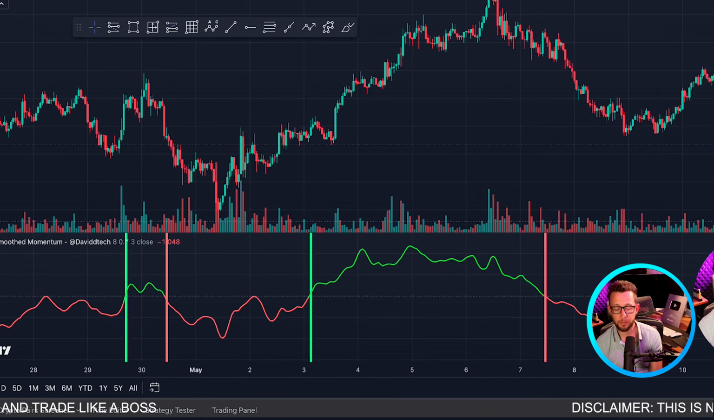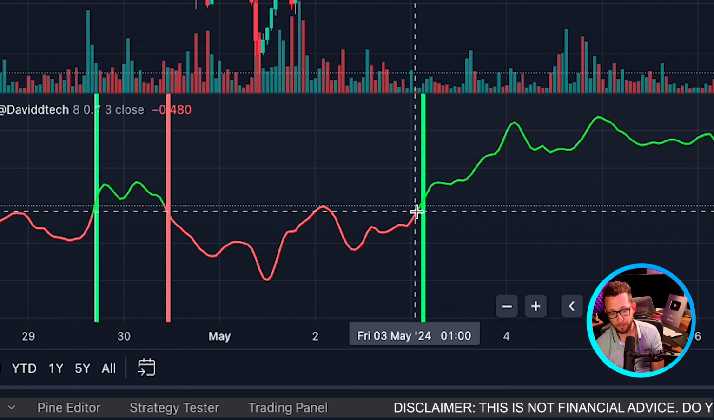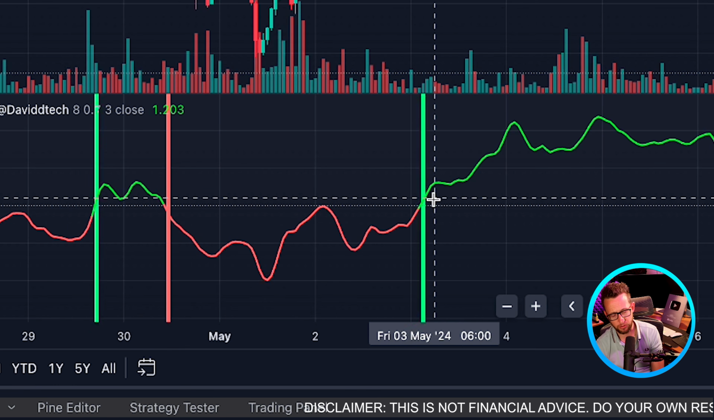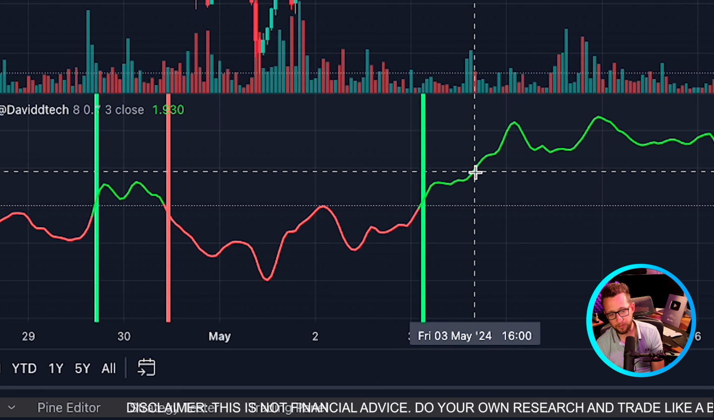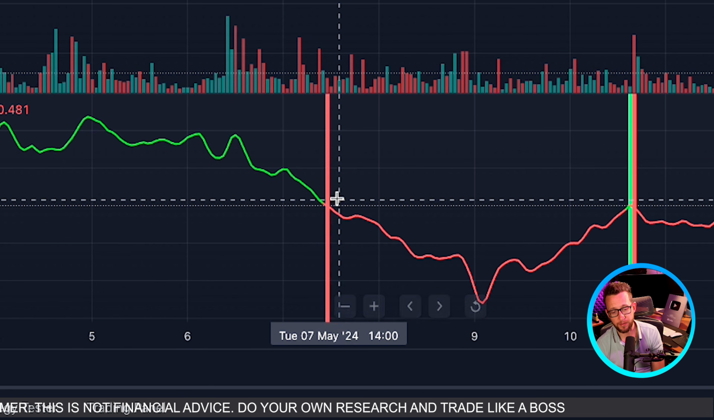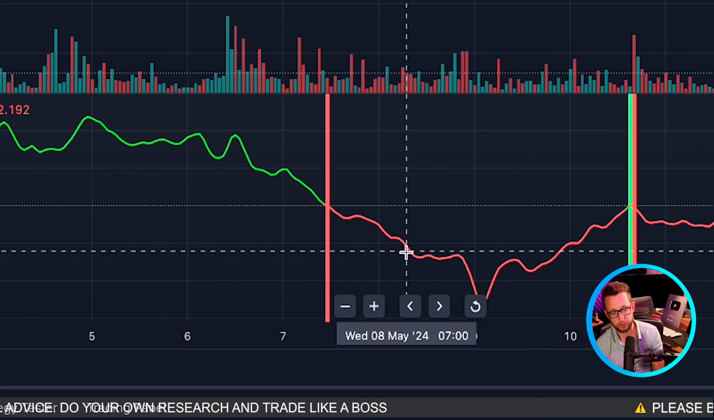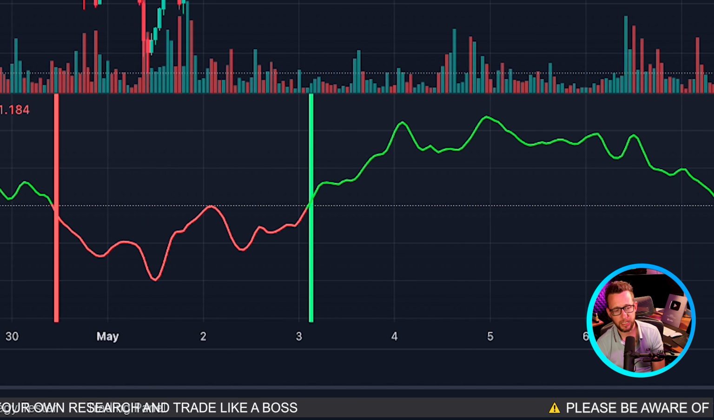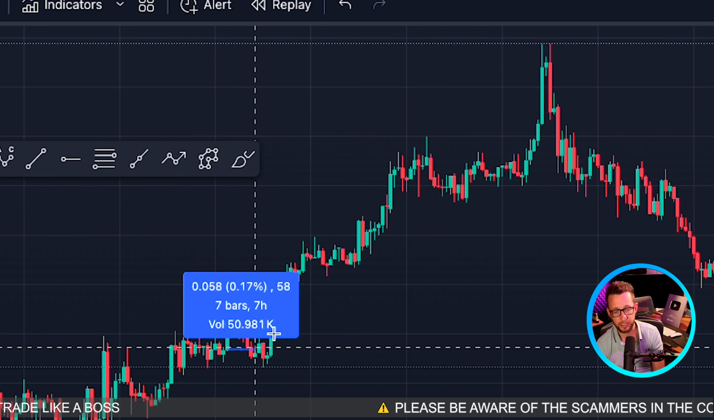So the smooth momentum is a zero line indicator, zero line crossover. When price crosses the zero line, which is in gray here, we get a green background and the indicator goes green for us to take longs. When it goes below the zero line, we have a red background and the indicator goes red for us to take shorts. So pretty simple. As you can see on the chart here, we've gone green and this is an absolute perfect entry.